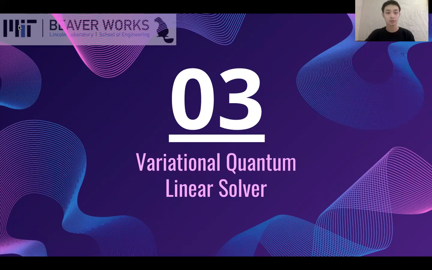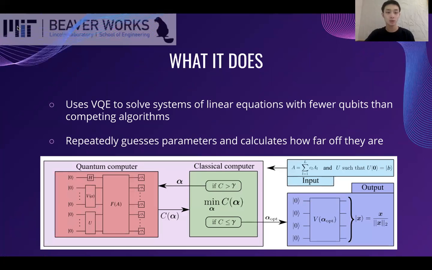Finally, we can look at the variational quantum linear solver. VQLS uses VQE to solve linear systems of equations using fewer qubits than similar algorithms. What VQLS does is that it makes a guess of the parameters that form the quantum state and then calculates the value of the cost function to see how close that initial guess was. One such application of VQLS would be solving partial differential equations.